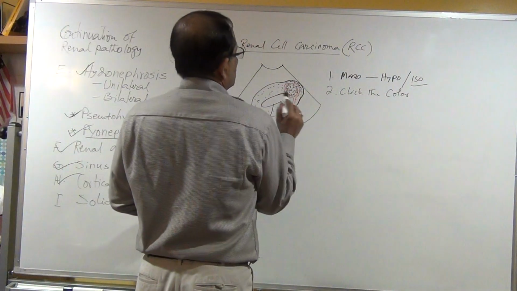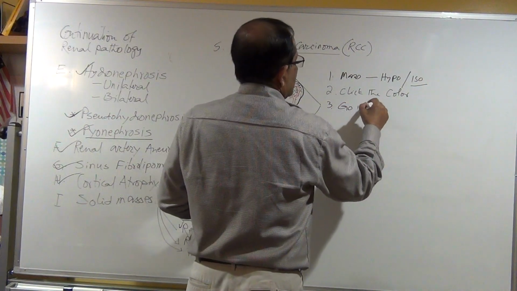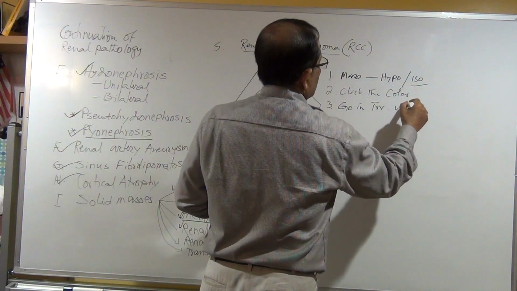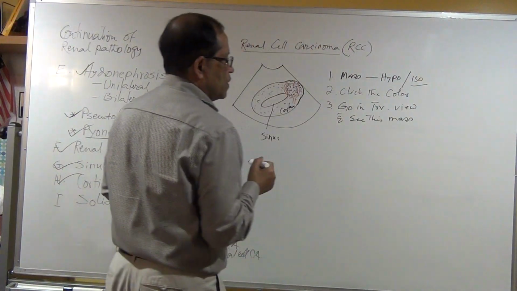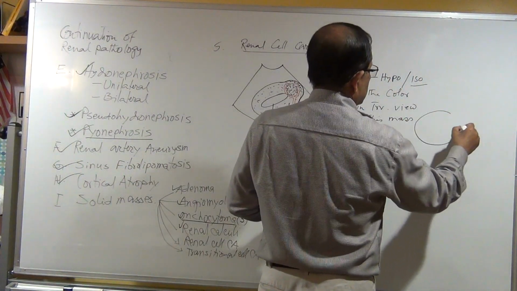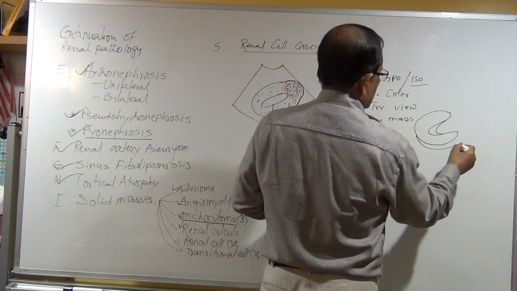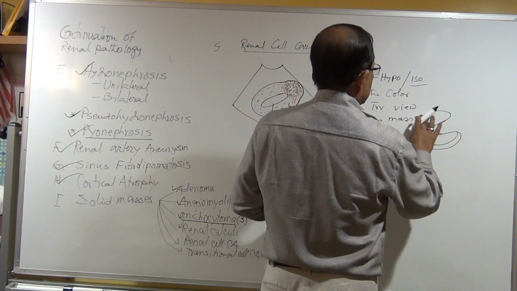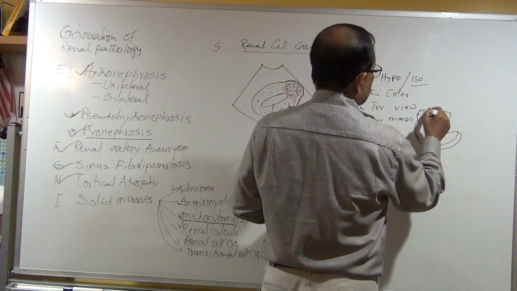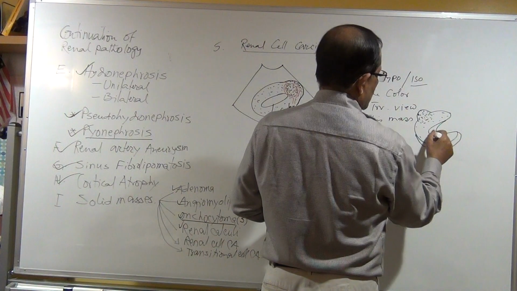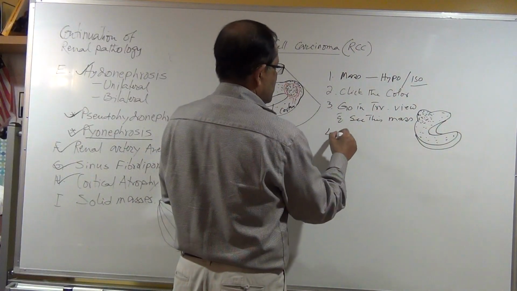Okay? And you have to recognize this mass in transverse view too. Okay? Then go in transverse view and see this mass. If you go in transverse view, you might see, so this is transverse view. You might see the mass is in the cortical. Okay, you might see.